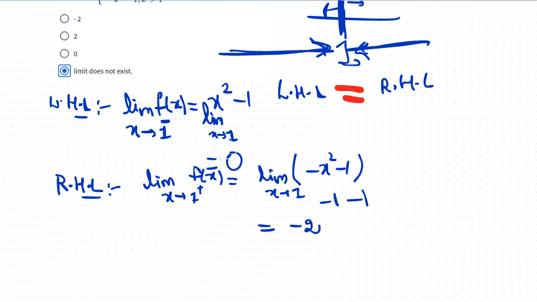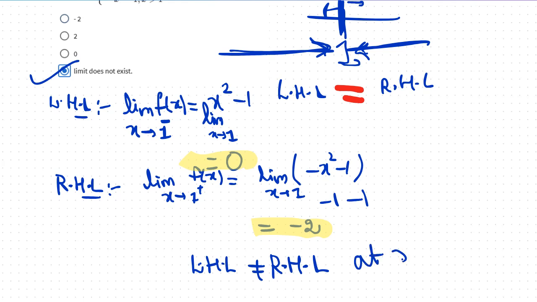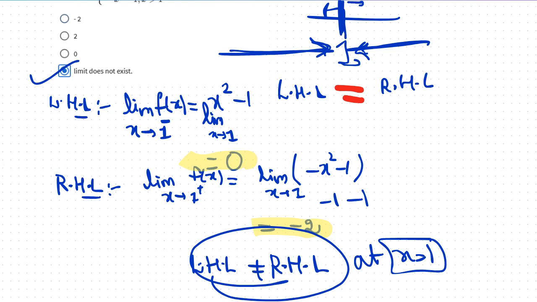See, when you are approaching from the left side, its value is 0. But when you are approaching from the right side, its value is negative 2. So LHL and RHL are not equal to each other. That means what is the conclusion? Limit does not exist. Limit does not exist at x is equal to 1 because LHL and RHL are not equal.